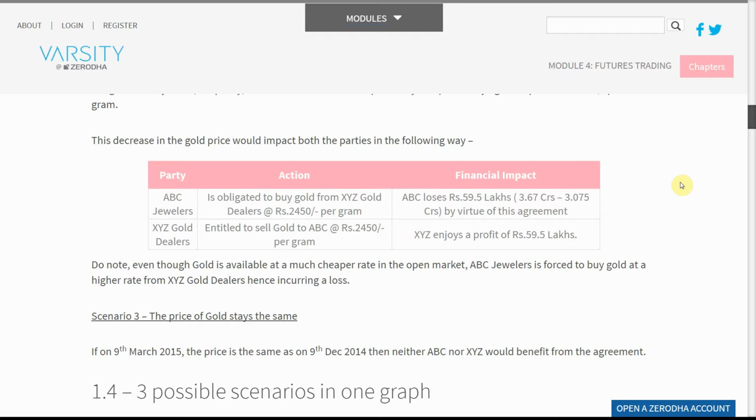Party action, financial impact. ABC Jewelers is obligated to buy gold from XYZ gold dealers at 2,450 rupees per gram. ABC loses 59 lakh and 50 thousand rupees, 3.67 crore minus 3.075 crore, by virtue of this agreement. XYZ gold dealers, entitled to sell gold to ABC at 2,450 rupees per gram, enjoy a profit of 59.5 lakh rupees. Note: even though gold is available at a much cheaper rate in the open market, ABC Jewelers is forced to buy gold at a higher rate from XYZ gold dealers, hence incurring a loss.